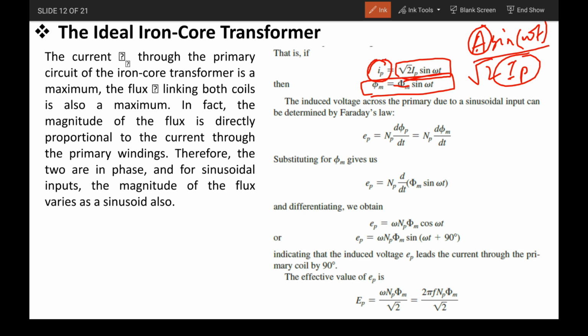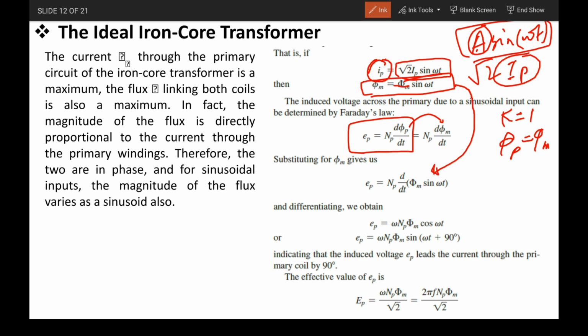Just like a general expression, phi m is the maximum flux, or the amplitude of the flux wave, and sine omega t is for a sinusoidal curve. Now, from our previous expression we have EP equal to Np d phi p by dt, and since k equals 1 as previously mentioned, phi p equals phi m. So replacing phi p with phi m, it is Np d phi m by dt. Previously we showed phi equal to phi m sine omega t. If we put this value in, we get Np d by dt of phi m sine omega t.